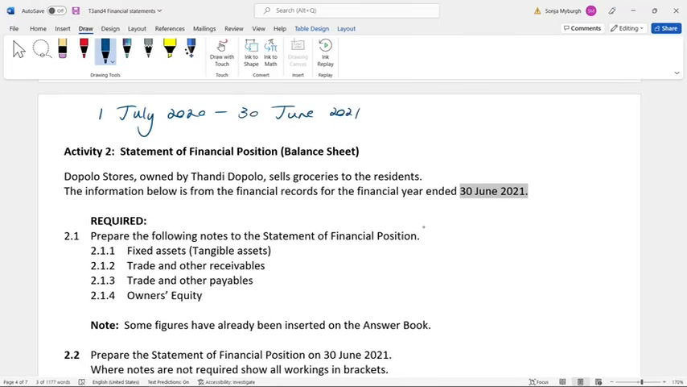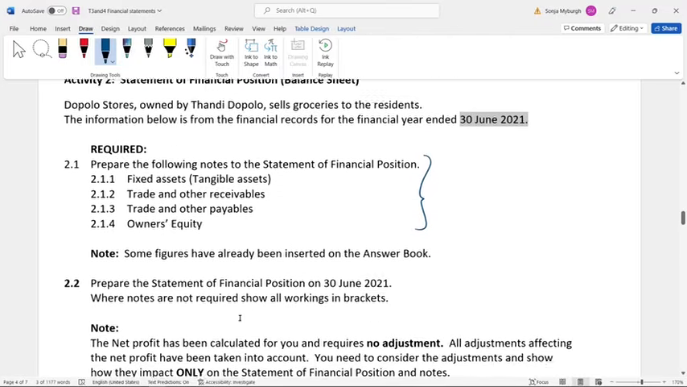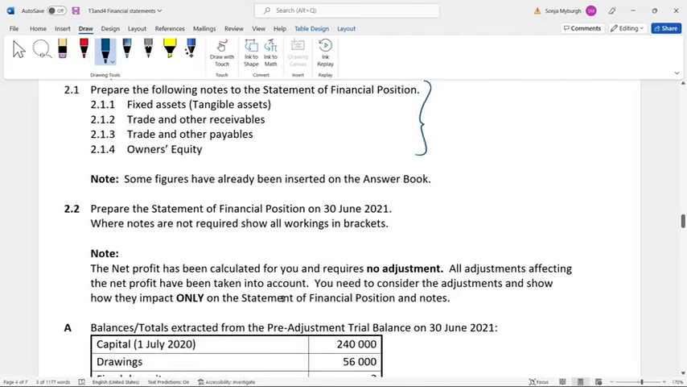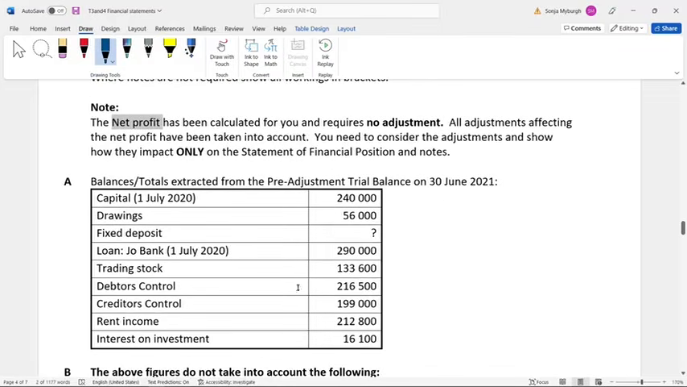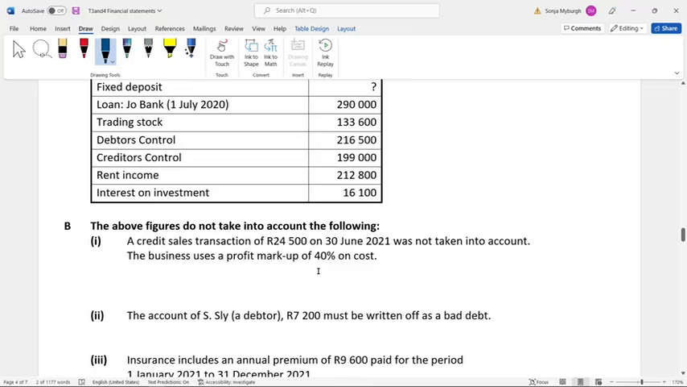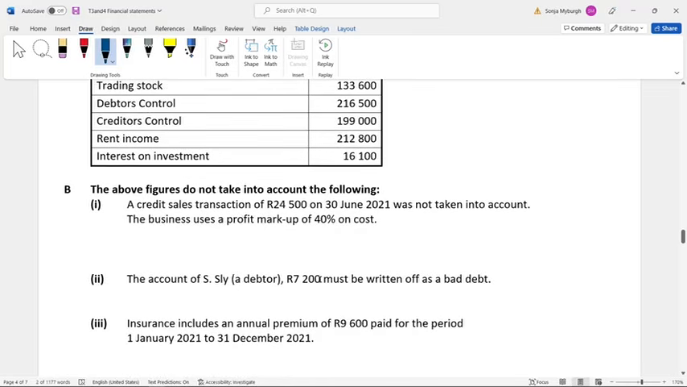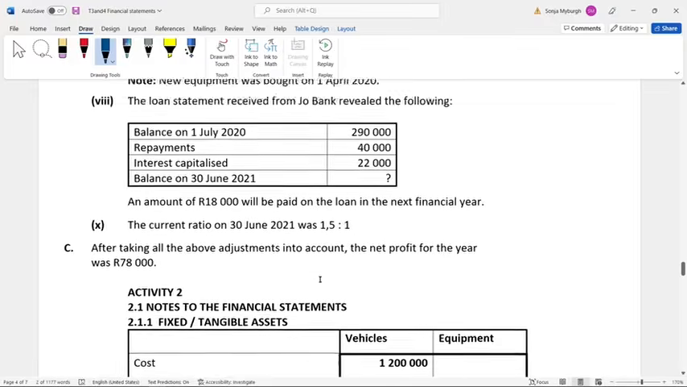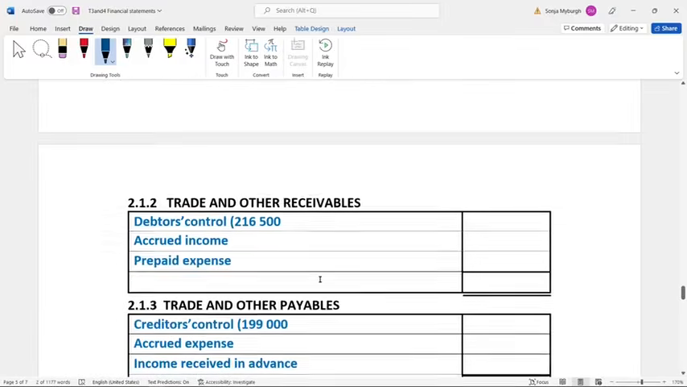We have to show these notes, and then we have to show the statement of financial position. The net profit that they give us is the final net profit, so we don't have to change that. We can just use it as is, and the adjustments will only impact the statement of financial position and the notes. Balances given, capital at the beginning, the loan at the beginning, fixed deposit not given, and then they start with the adjustments. The same as for the statement of comprehensive income, we must start with the format.